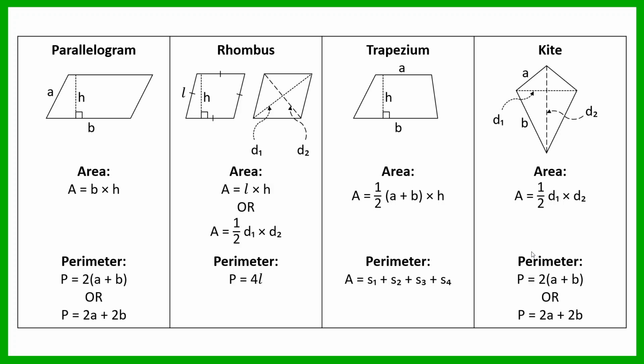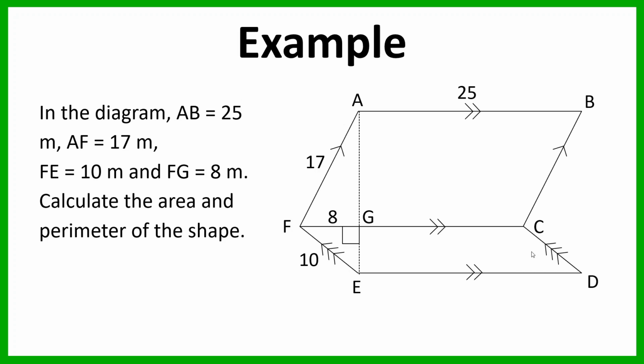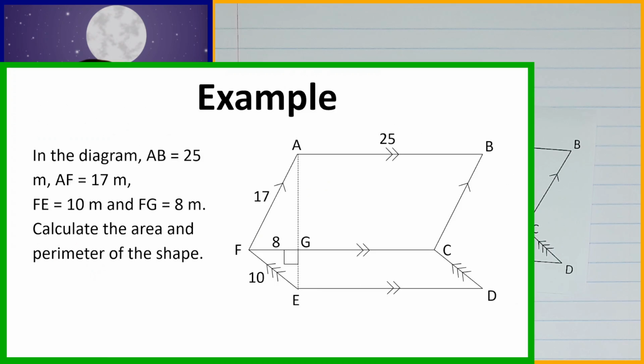Okay, now let's go and have a look at an example. In this example, you've been told that AB is 25 meters, AF is 17 meters, FE is 10 meters, and FG is 8 meters. And we need to calculate the area and perimeter of this shape. Okay, so let's go and have a look at how we would do this question.